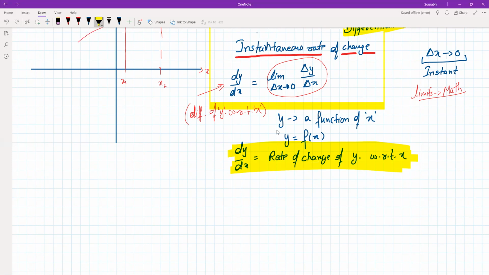Any doubt in this? Yes, go ahead. Sir, I want to ask, in rate of change of y with respect to x, such that change in x is very small, right? Yes, when change in x is very small. So if you want to write it in one word, you can say instantaneous rate of change of y with respect to x.